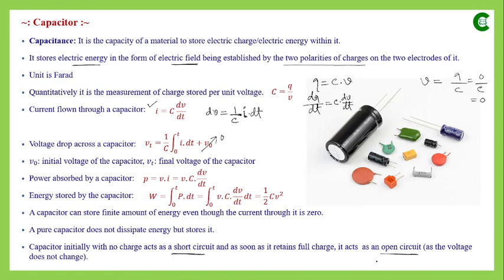So this was the explanation of the very basic passive elements or very basic components in an electrical circuit: resistor, inductor and capacitor. In my next lecture, I will discuss the different types of energy sources that we use in an electrical network, because that is also an important element in an electrical network.